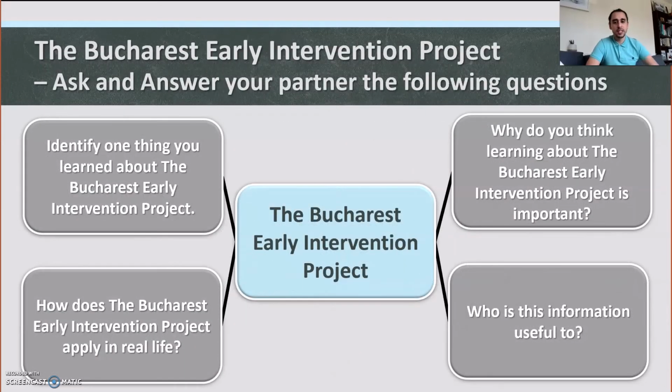And that's the Bucharest Early Intervention Project. Identify one thing you learned from that. Why do you think it's important? How does it apply in real life? Who is this information useful to?